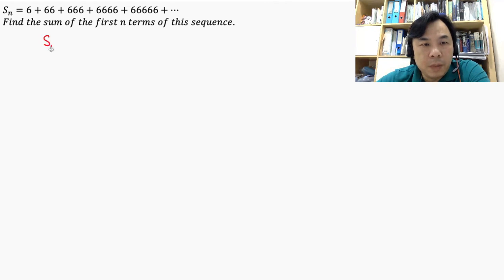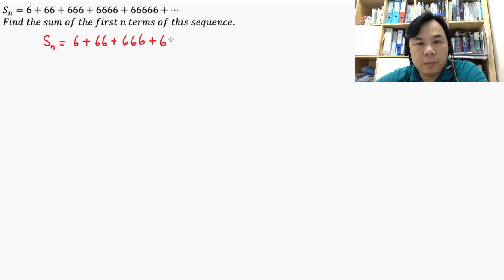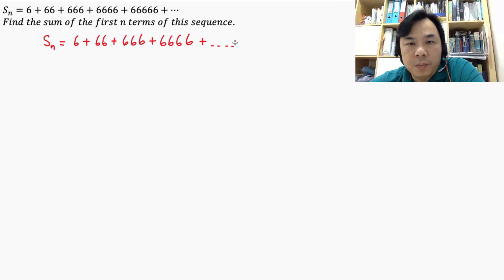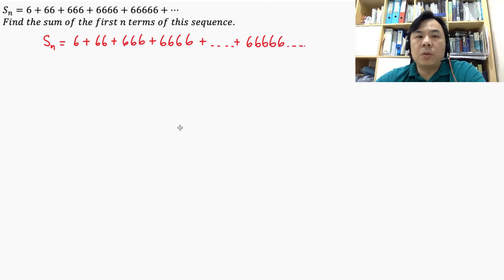So first step, I'm going to rewrite this one more time. That will be 6 plus 66 plus, and maybe I'm going to write 4 terms, which is sufficient here, until of course we have the rest of the terms. And so on and so forth.